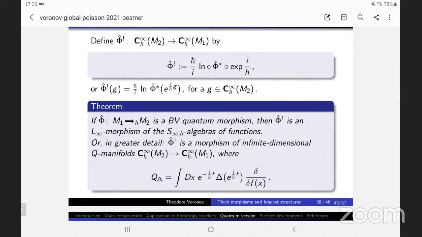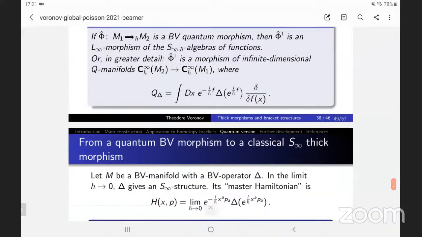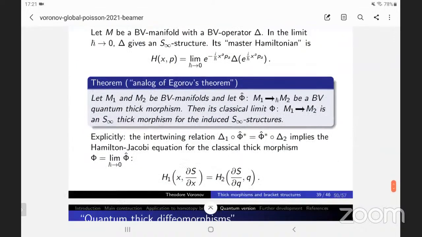It's like a lifting of the stationary phase formula. You take your function, you take this oscillating exponential, apply the integral operator, take the log. And this gives, by theorem, an infinity morphism. This is a lifting of the statement that was made before, that thick morphisms provide infinity morphisms for homotopy Poisson brackets. I don't have time to explain, but it's an analog of Egorov's theorem in partial differential equations. Although it looks like a very different area of mathematics, homotopy algebra and so on, it is related to very classical questions that people studying partial differential equations were considering in the 1970s, which prompted the introduction of Fourier integral operators.